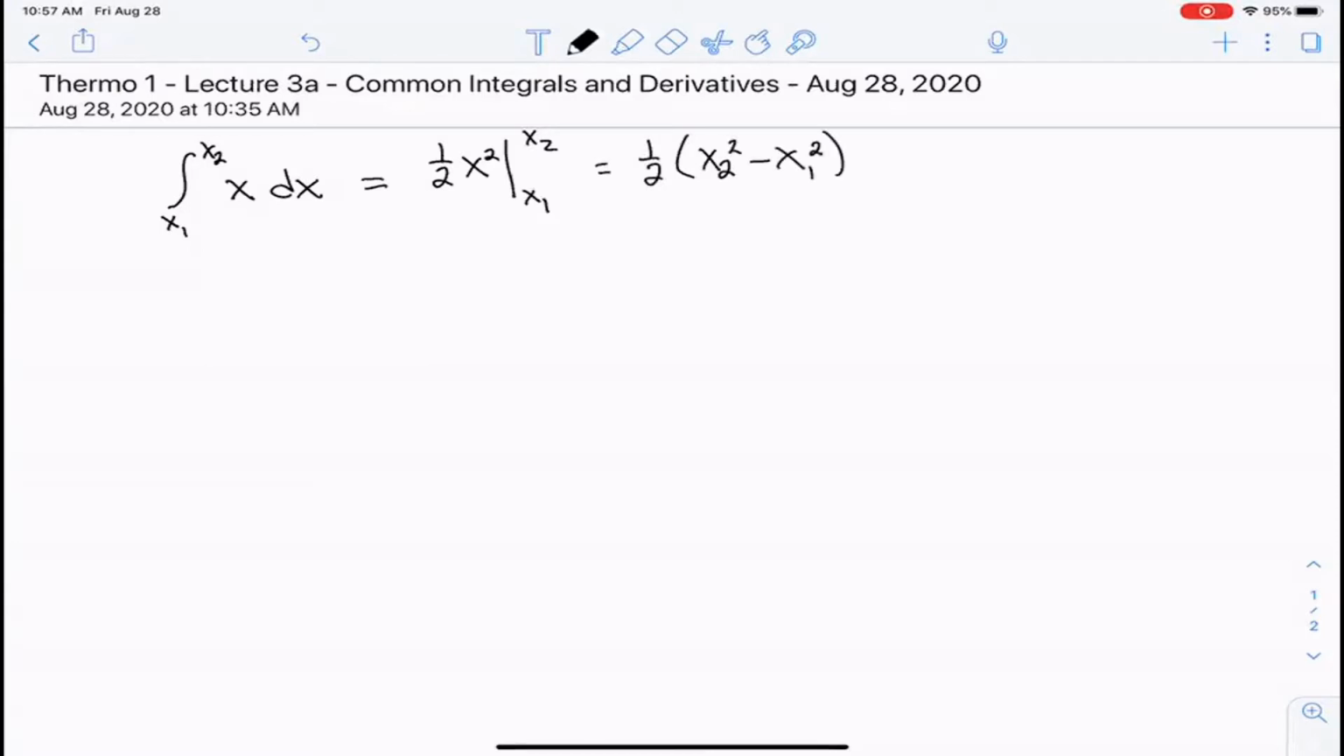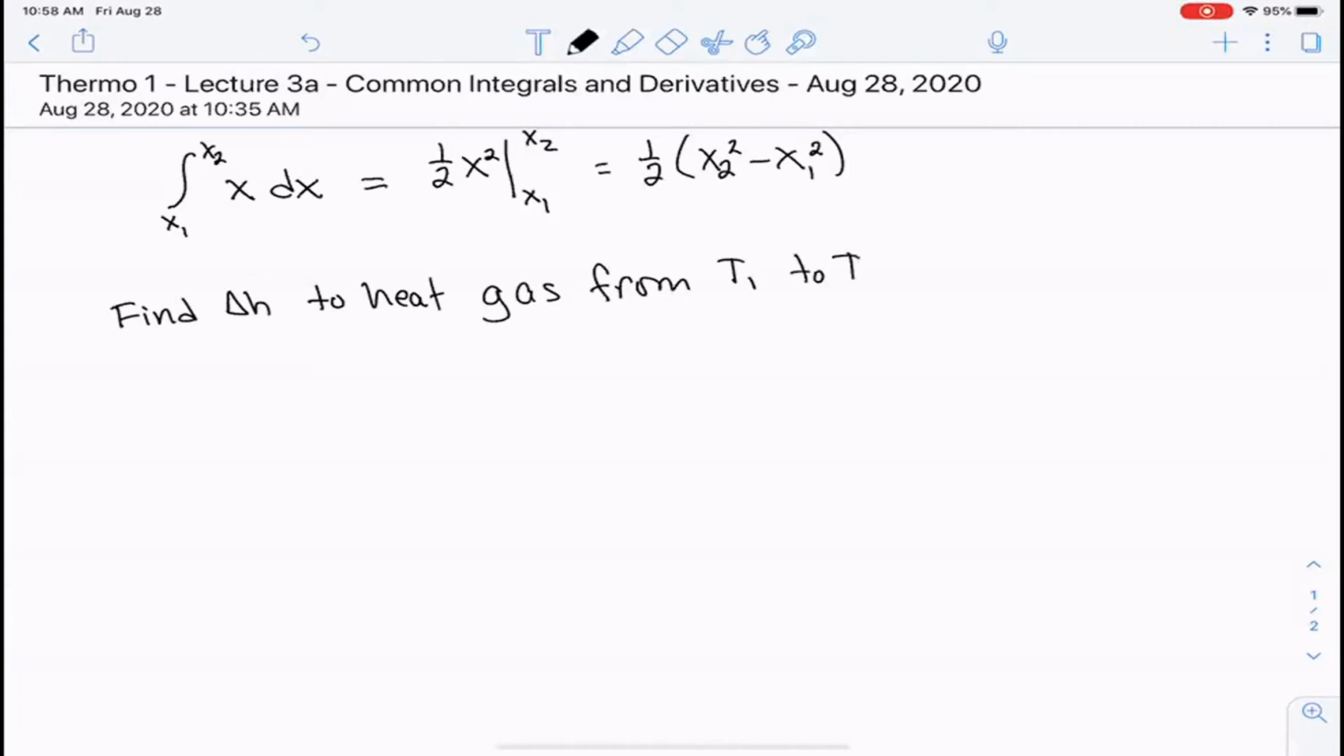And I use this as the first example because one of the most common integrals that we're going to take during the course of our class are things like calculating the enthalpy. And so in a real example, we could say, all right, well, let's find delta H to heat a gas from T1 to T2.